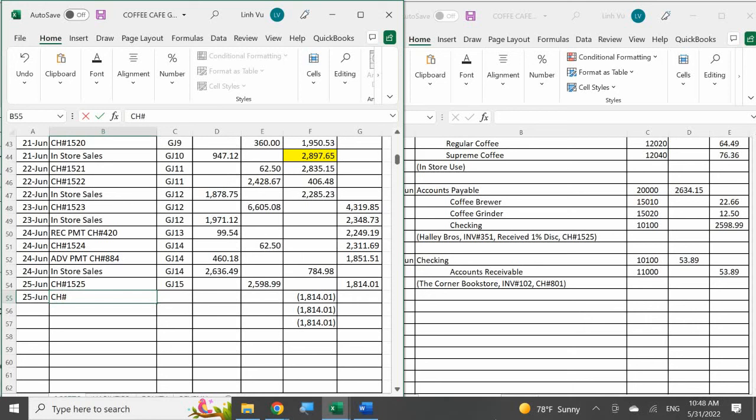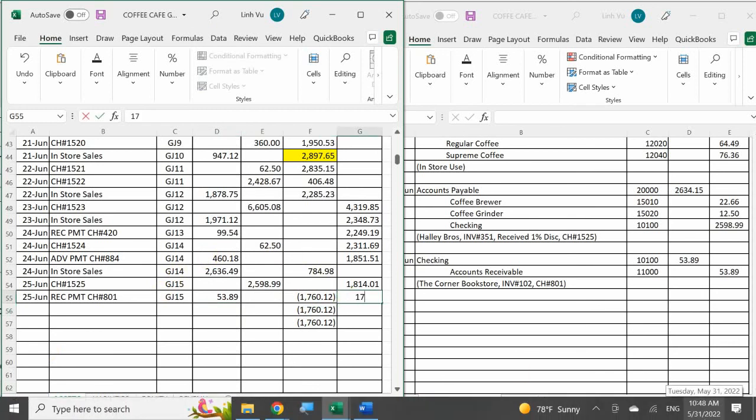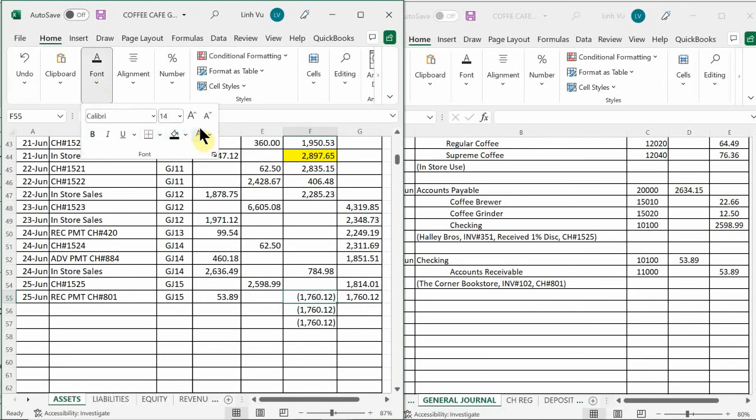Check number 801. So I should do this. Receive payment. Okay, check number 801, for $53.89. So there you go. Barely budged our account. Okay, right. We're still in the negative.